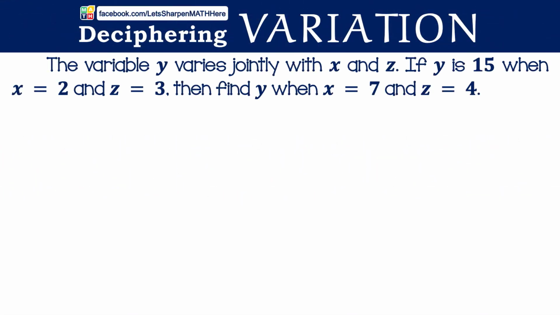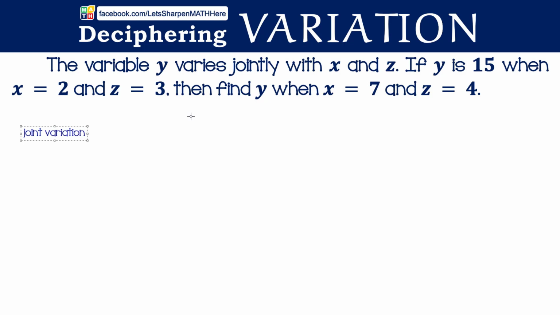The variable y varies jointly with x and z. If y is 15 when x is 2 and z is 3, find y when x is 7 and z is 4. Evidently, this problem is an example of a joint variation because the statement says varies jointly.